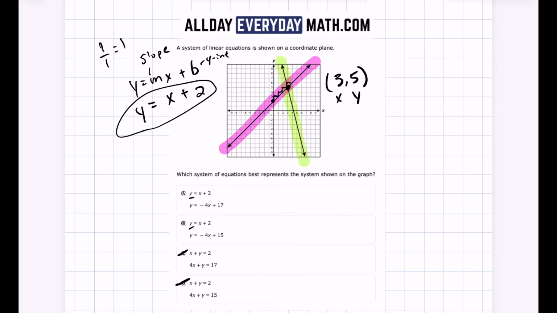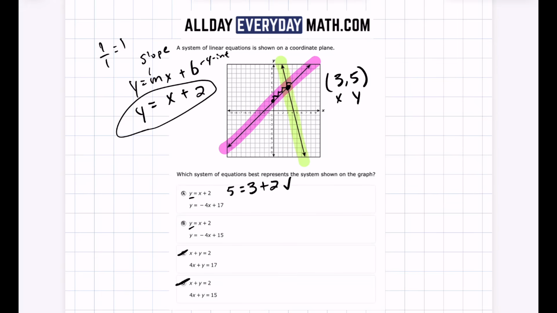So let's start with letter A. We have y equals x plus 2. I'm going to plug in 5 for y is equal to x, we're going to plug in 3, and then we have plus 2. So 5 is equal to 3 plus 2. That is a true statement. So far, so good. The second equation is y equals negative 4x plus 17.